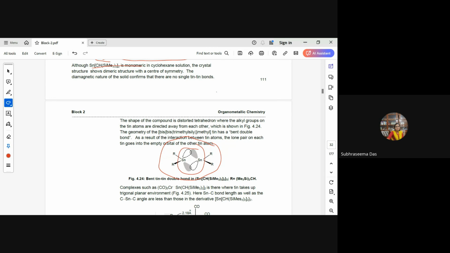As a result of this bent double bond interaction between the tin atoms, the lone pair on each of the tin atoms goes to the empty orbital of the other Sn atom. As a result of this interaction, the bond is a bent double bond, and it is also called bent in nature.